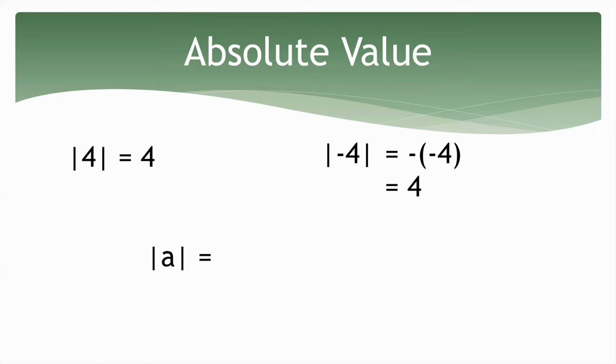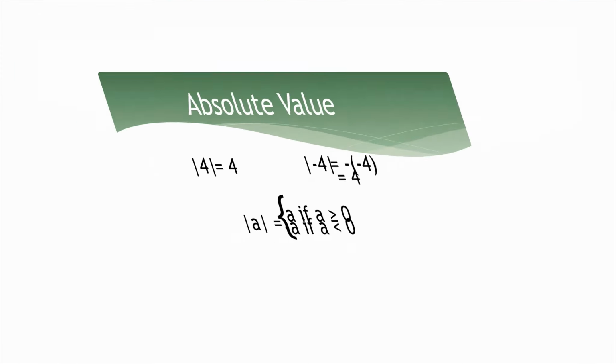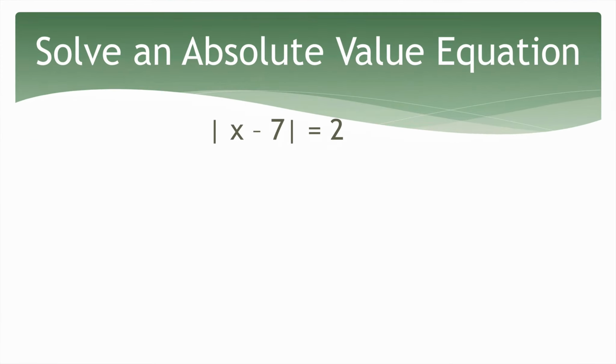So we can define the absolute value of A to be just A, just that quantity inside the absolute value, if A is greater than or equal to 0, a positive number or 0. But if A is a negative number, we want to take its opposite. So we talk about the opposite of A if that quantity inside the absolute value A is less than 0. We're going to use this to solve absolute value equations.